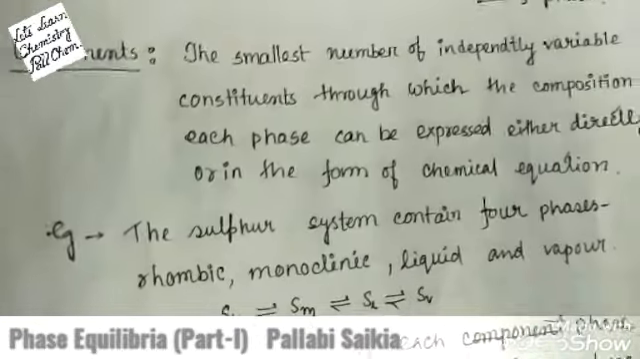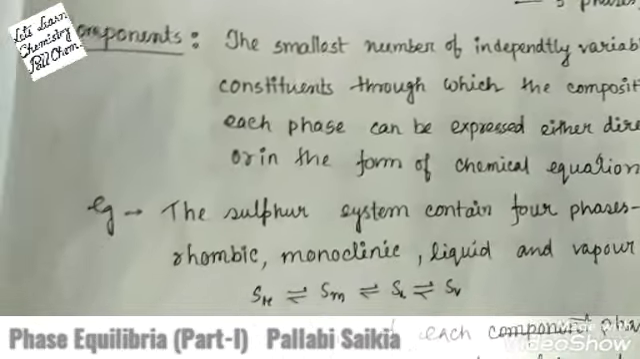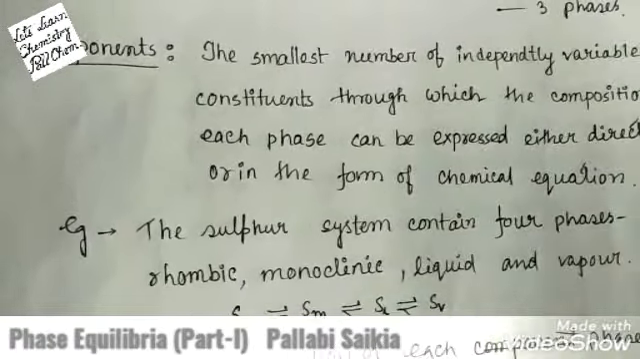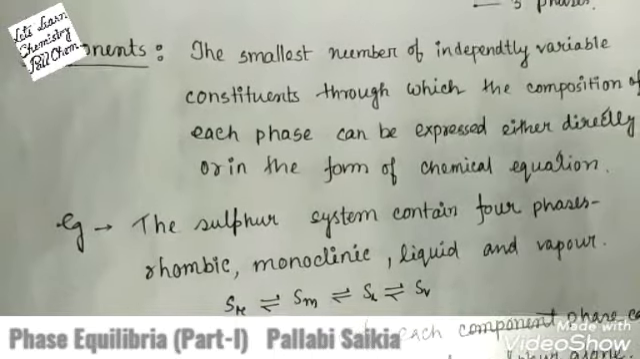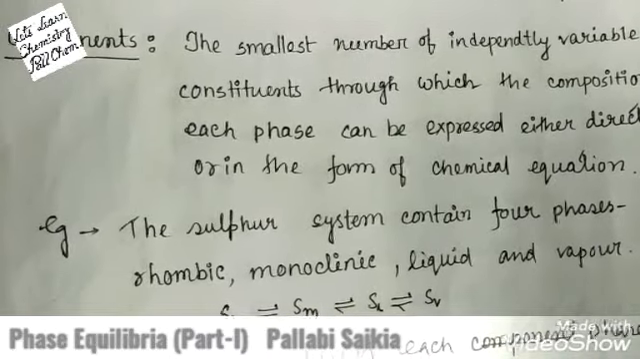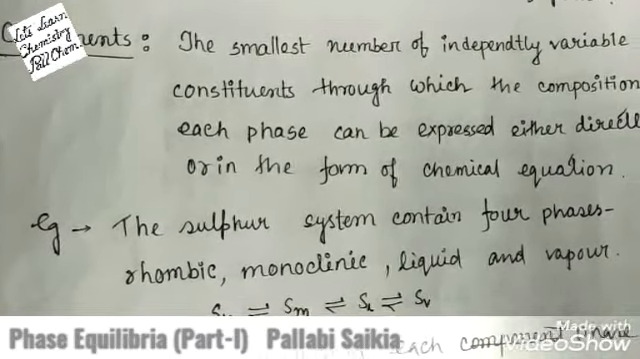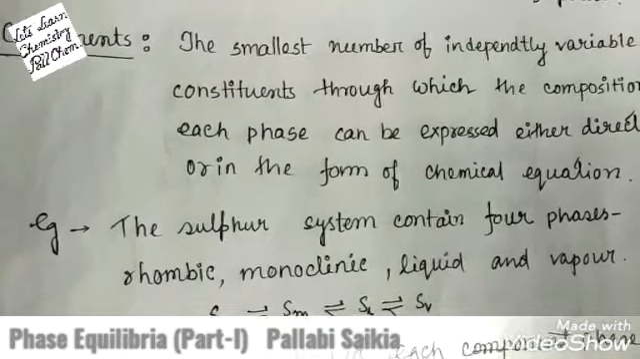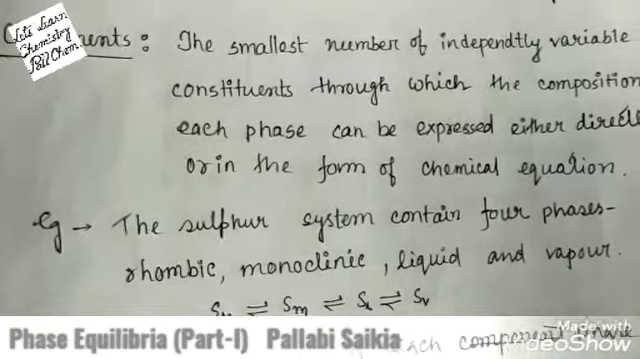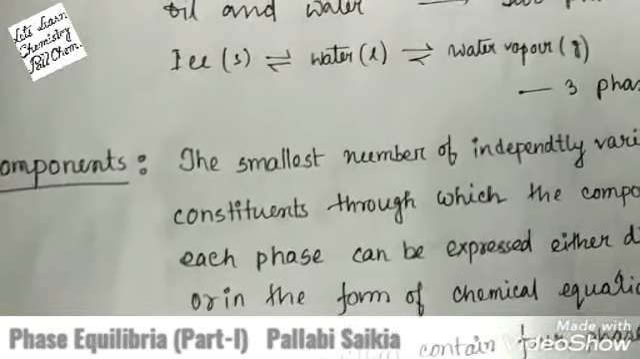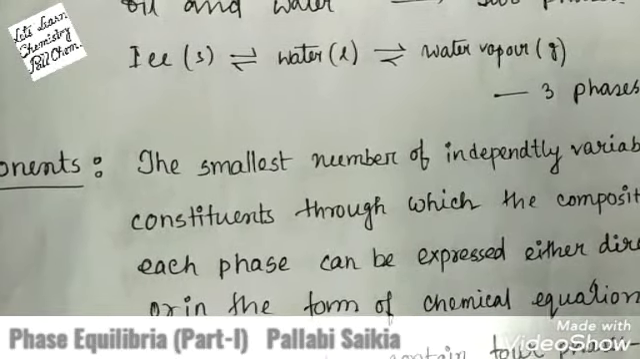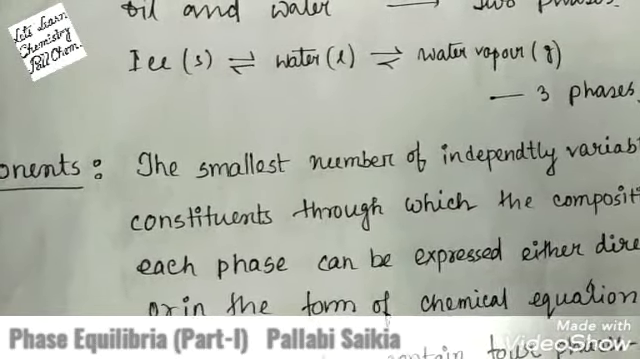Next is what a component is. Now, if we consider the water, ice and water vapor system, then it is only a one component system. A component is the smallest number of independently variable constituents through which the composition of each phase can be expressed, either directly or in the form of a chemical equation. So in the water, ice and water vapor system, in all the cases the composition can be expressed in water. So it is only a one component system.